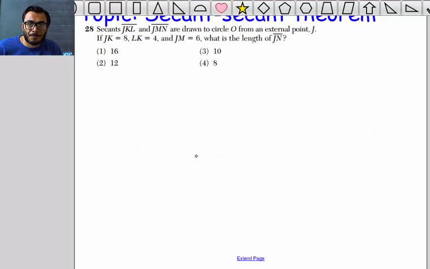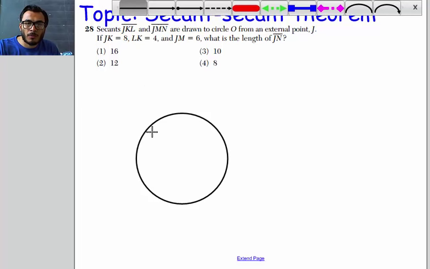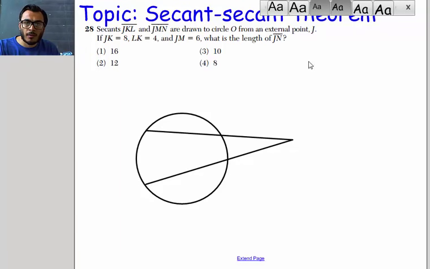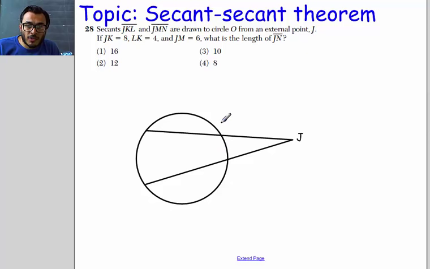So for number 28, I have a circle. It says you've got secant JKL and you've got JMN, and they're both drawn from the same external point, J. So the external point is J. I'll make the top secant JKL, and I'll make the bottom secant JMN. It says JK is 8, LK is 4, JM is 6, and then it asks, what is the length of JN? So I'm going to go ahead and label JN X.